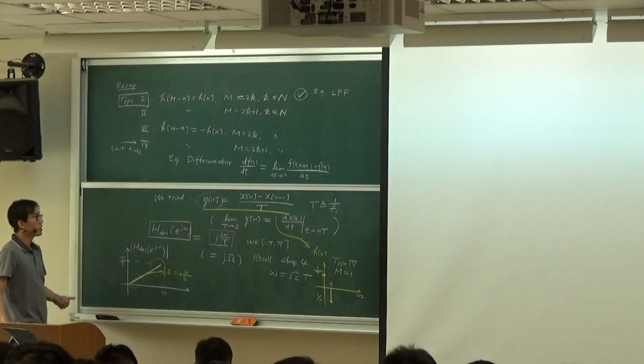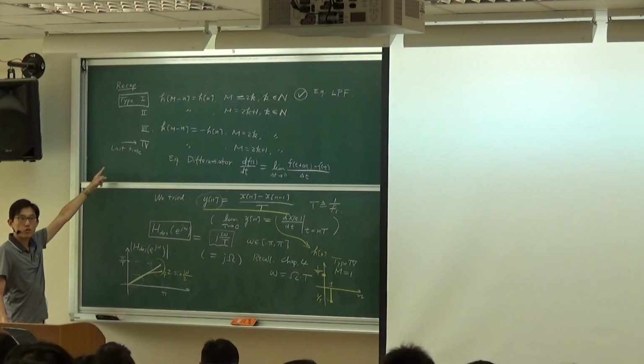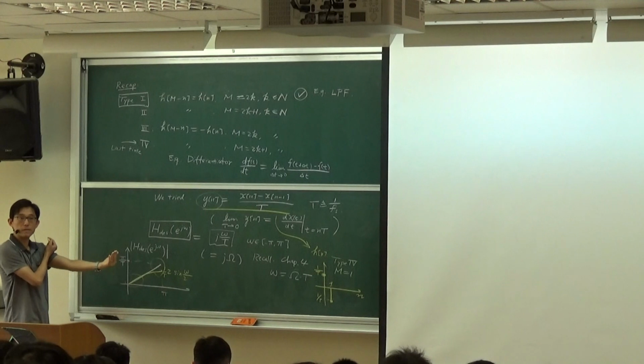So now the question becomes, can we do better? Can we do better by option 1, switching to type 3? Option 2, just somehow increase the length of our filter.